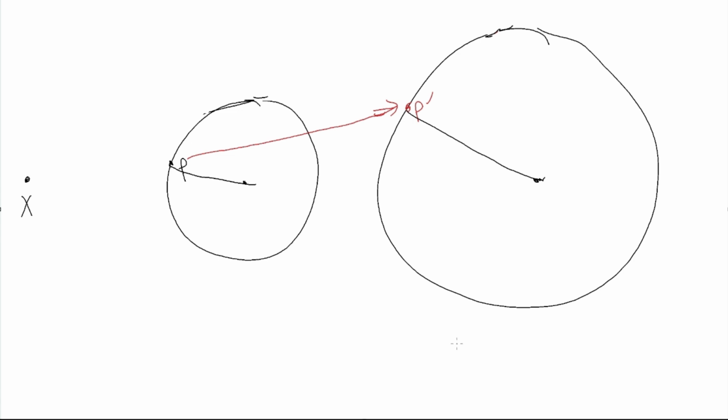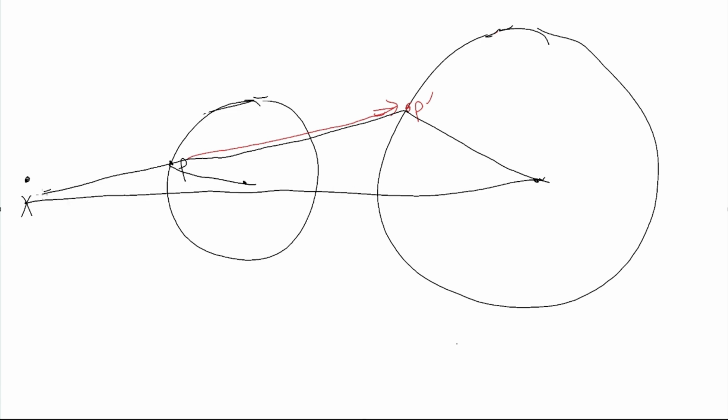So that means that we can take PP prime and intersect it with the line through the centers. And it should be somewhere around here. And this is our point x. This is the intersection of the external tangents. And therefore, by taking the tangent here, we have just used homothety to construct the external tangent.